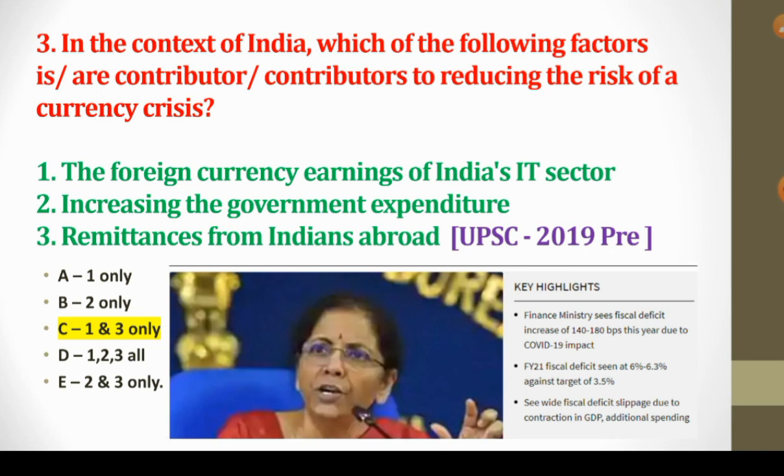But in the first case, India's IT sector is going to bring dollars from the US, Europe, Australia. Third option, remittances from Indians abroad, Gulf, Australia, Europe, Canada. So dollars will come. So the correct answer is C, 1 and 3, and this question came in UPSC Prelims 2019.